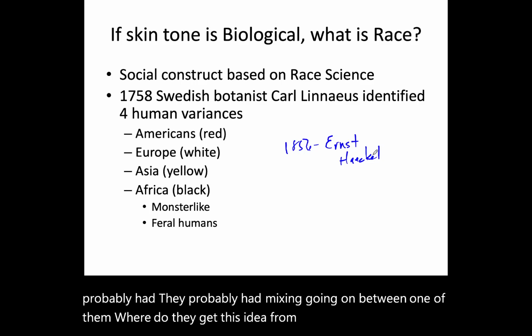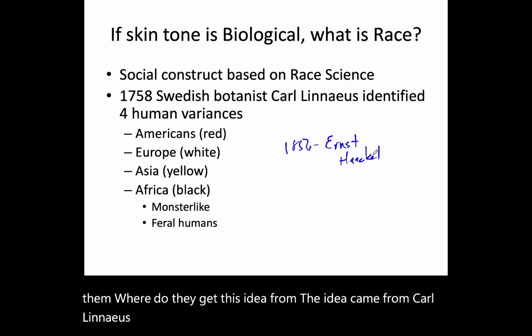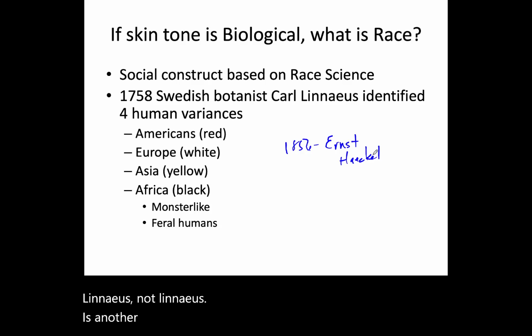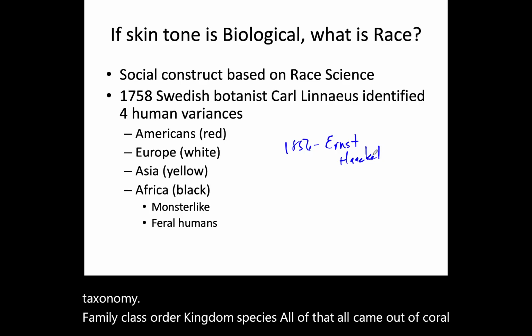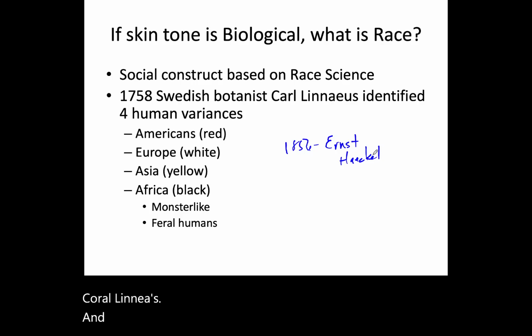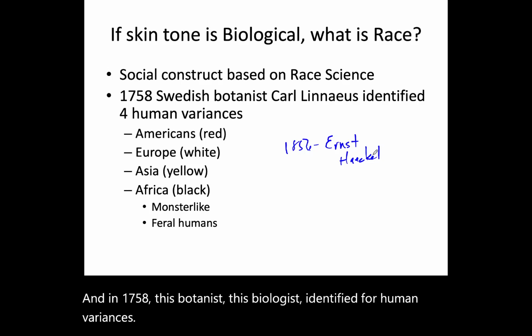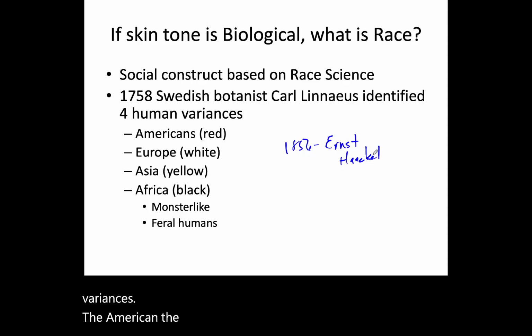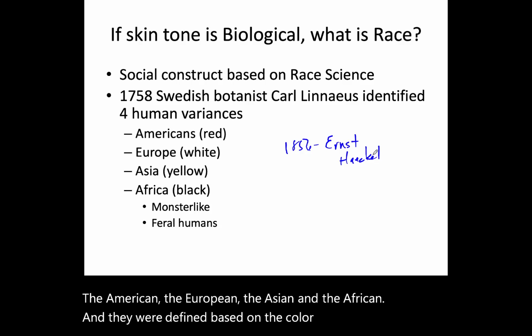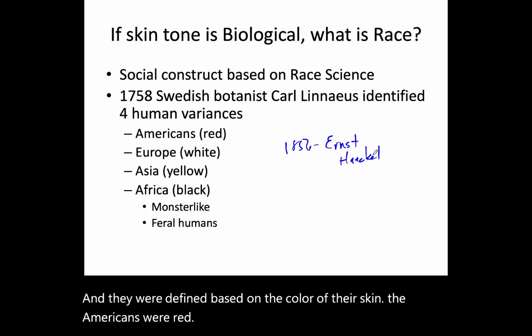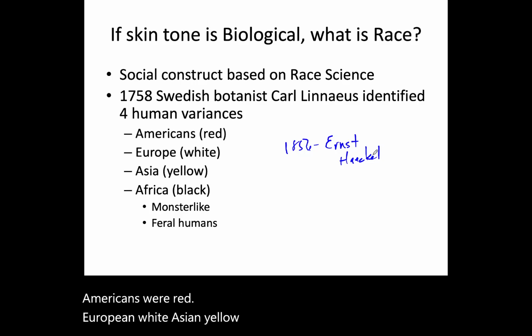The idea came from Carl Linnaeus. Now, Linnaeus is another renowned biologist. He gave us the entire science of taxonomy. Family, class, order, kingdom, species, all of that came out of Carl Linnaeus. And in 1758, this botanist, this biologist, identified 4 human variances: the American, the European, the Asian, and the African. And they were defined based on the color of their skin. The Americans were red, European white, Asian yellow, African black, and the blacks had two subdivisions, monster-like and feral.